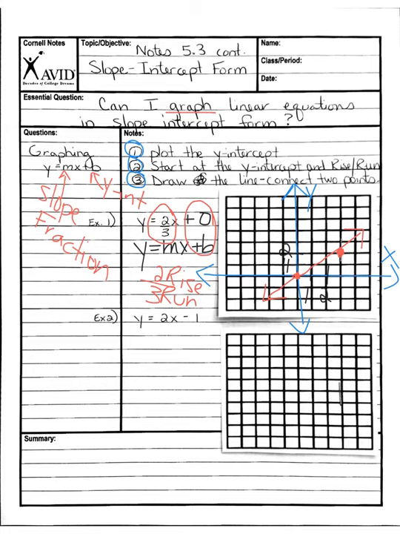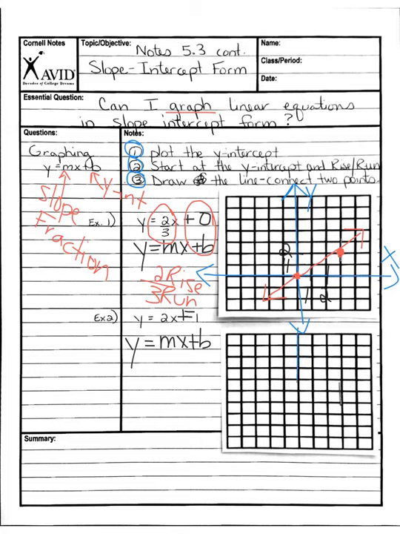Let's go ahead and look at the next example. Y equals mx plus b. Uh-oh, it doesn't say plus b. It says y equals 2x minus 1. Well, we know how to change subtraction to addition. Let's go ahead and get in that habit. We're going to change the subtract to add the opposite.